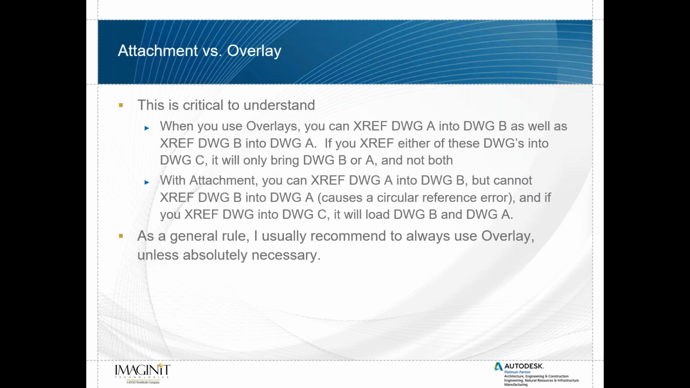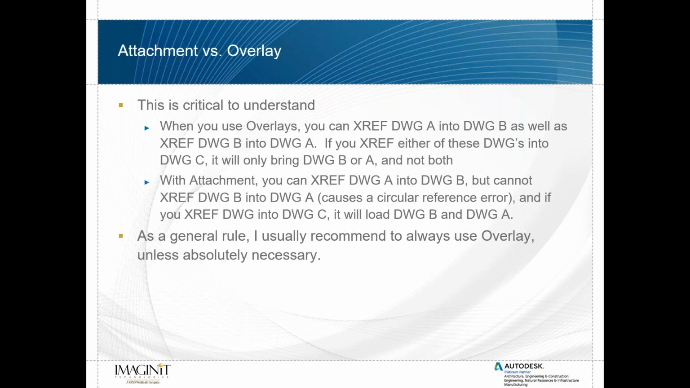When you use overlays, I can XREF drawing A into drawing B, then I can open up drawing B and XREF drawing A into it. If you XREF either of drawing A or drawing B into drawing C, it will only bring B or A, it will not bring both. If you use attachment, you can XREF drawing A into B or B into A, but you cannot do both. I can XREF DWG-A into DWG-B, but as soon as I use attachment, I can't XREF DWG-B into A because it creates what's called a circular reference error.